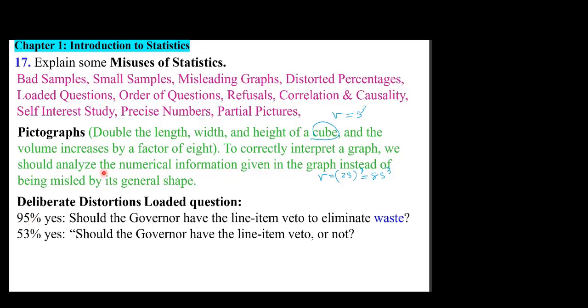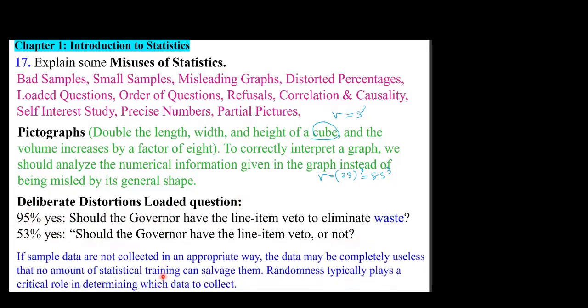An example of deliberate distortion with a loaded question. We received 95% yes and 53% yes here. What's the difference? Look at the first question. Should the governor have the line item veto to eliminate waste? Versus should the governor have the line item veto or not? That makes a huge difference. So this is a loaded question example.